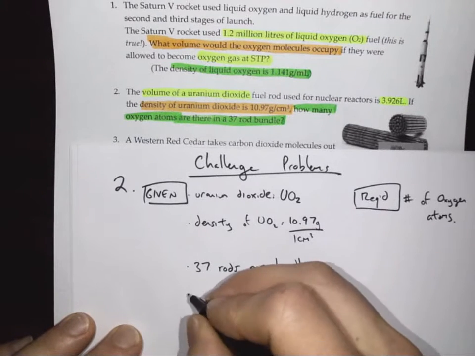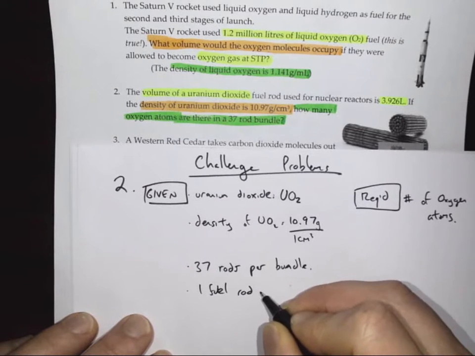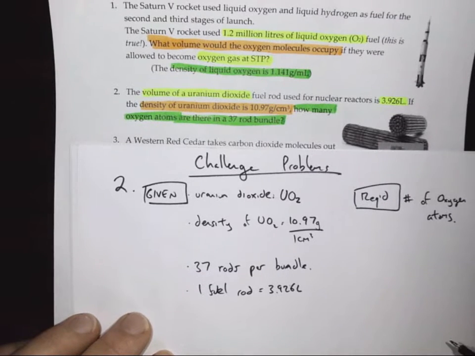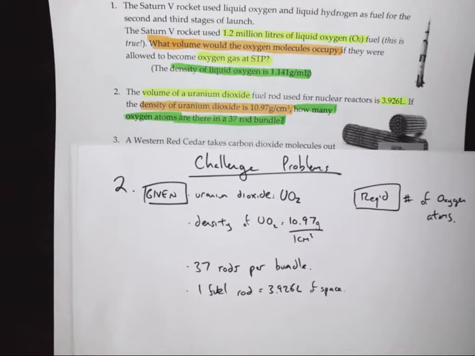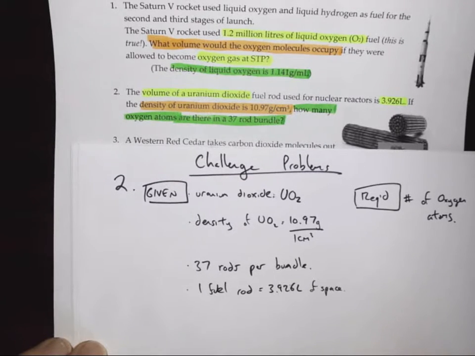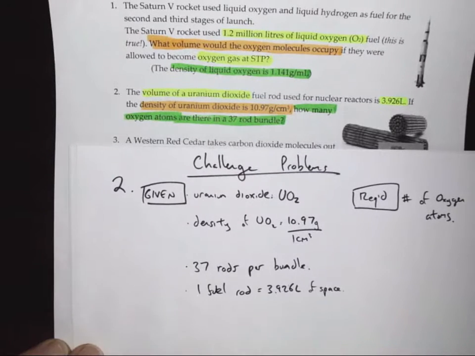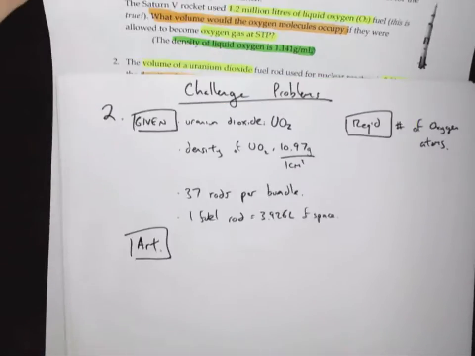So, we're given also that the volume, 1 fuel rod is equivalent to 3.926 liters of space. All right, that's how much space it takes up. Okay. So, all right, there's lots happening here. So where do we start, right? Okay. So there's a few different ways we could probably go about beginning. I'm going to draw a little picture here before I get started, though. Try and visualize the situation.